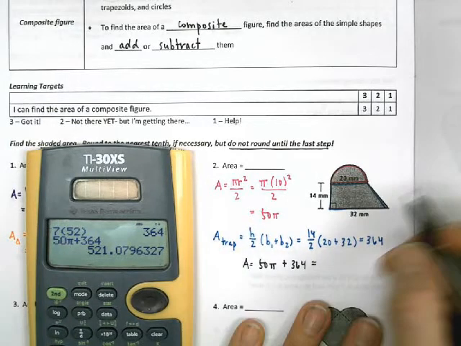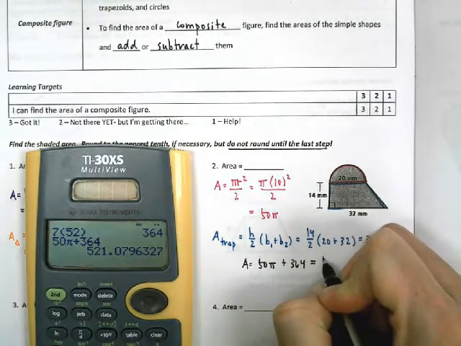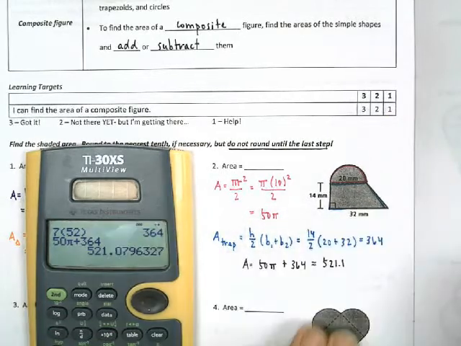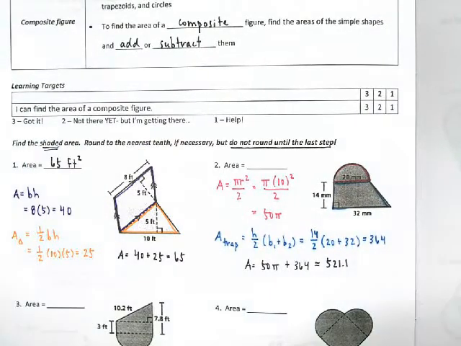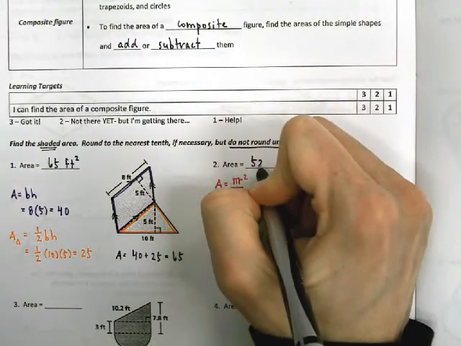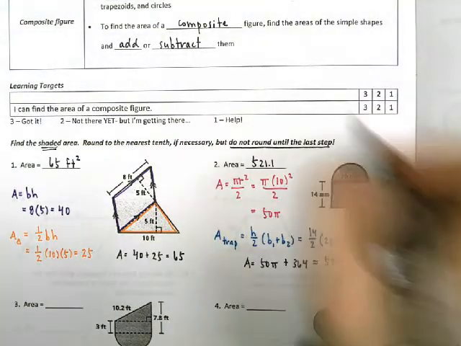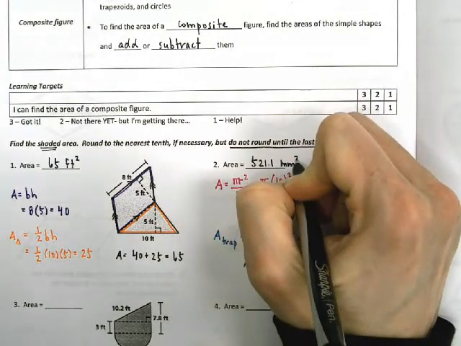So to the nearest tenth, we're going to have 521.1. And again, with our answer, we're going to include our unit, so 521.1 square millimeters.